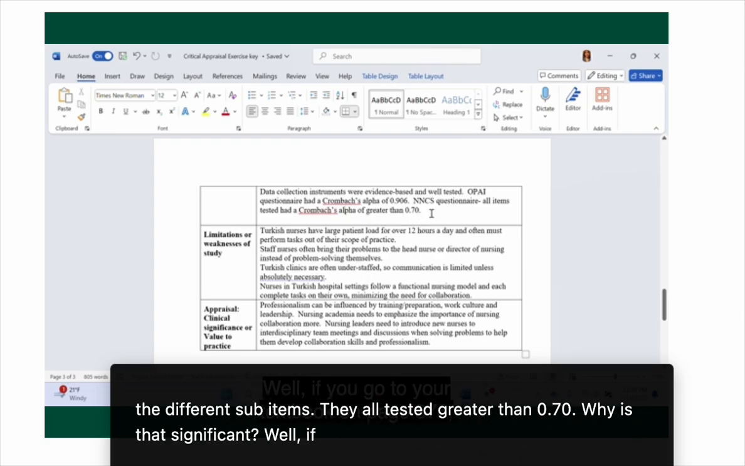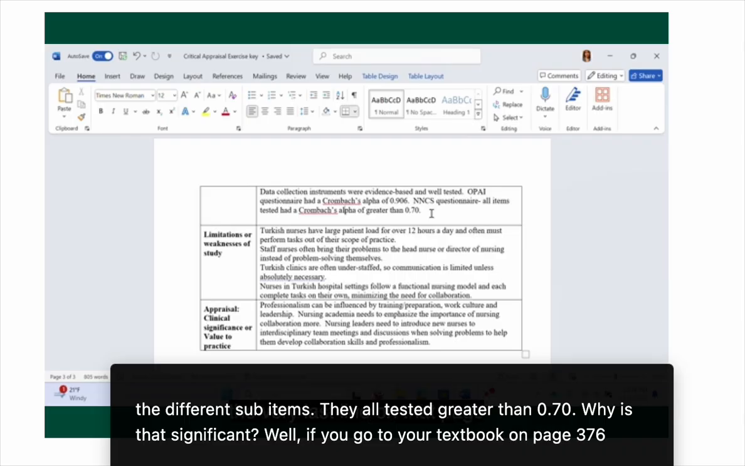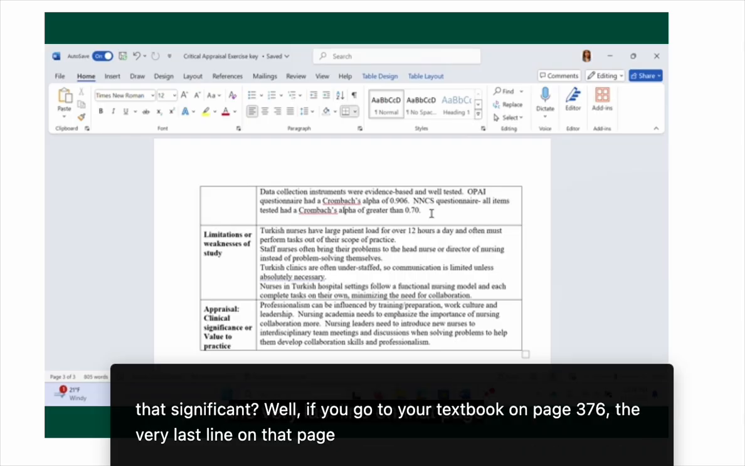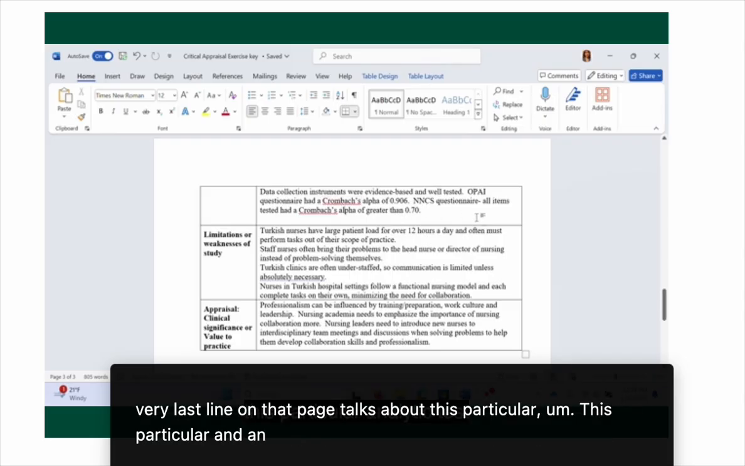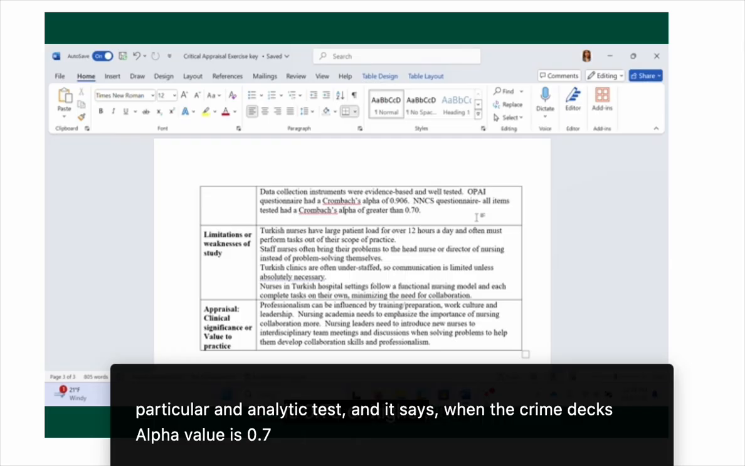If you go to your textbook on page 376, the very last line on that page talks about this particular analytic test, and it says when the Cronbach's alpha value is 0.70 or higher, the instrument is considered to be reliable.